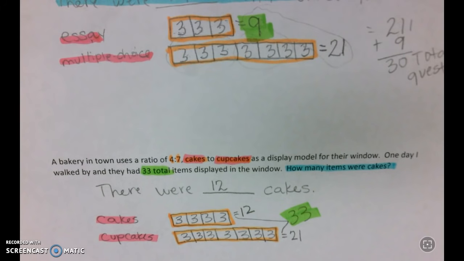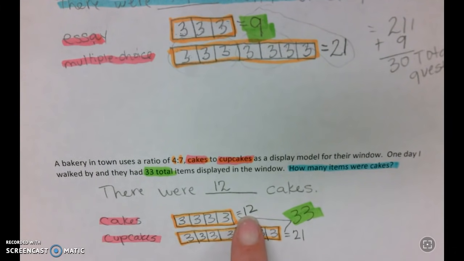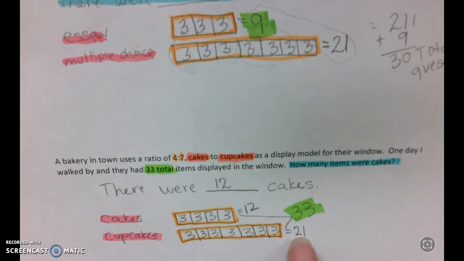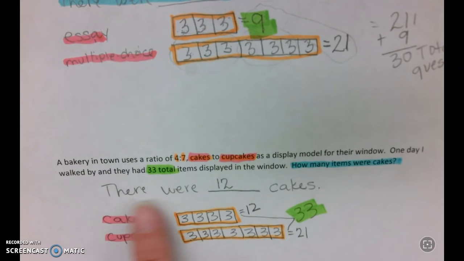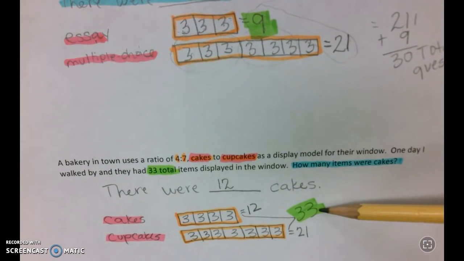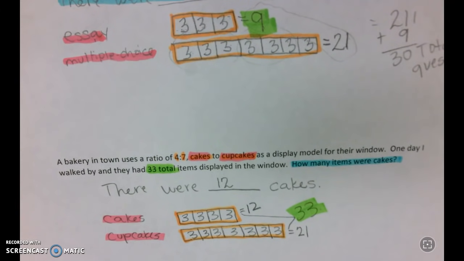So 33 divided by 11 means there's 3 in each box. So if there's 3 in each box, that means that there were 4 groups of 3 for cakes, which gives me a total of 12 cakes, and 7 groups of 3 for cupcakes, which gives me 21 cupcakes. When I look back at what I need to answer, I knew there were blank cakes, so I go to my cake row and I plug in 12. Again, I can check my work to make sure that 12 plus 21 does indeed equal 33, and I can see that there should be more cupcakes than cakes, and it all goes together and makes sense. That is how to create tape diagrams using the steps.